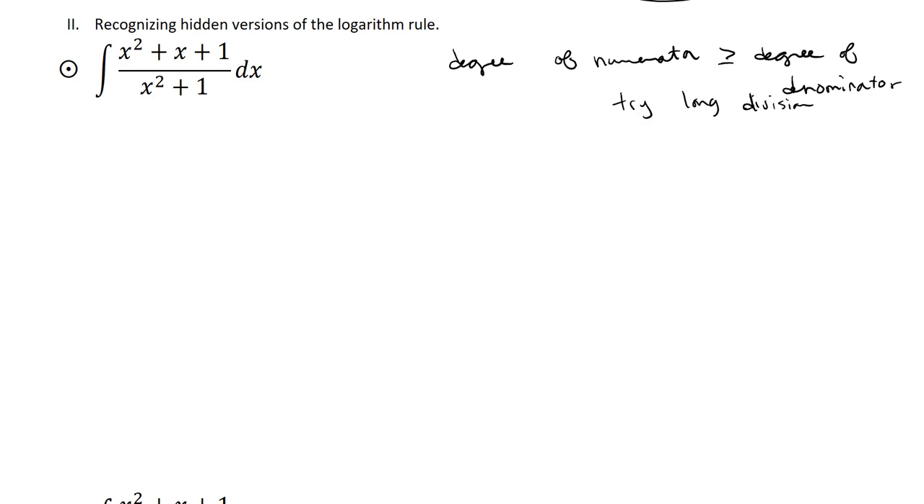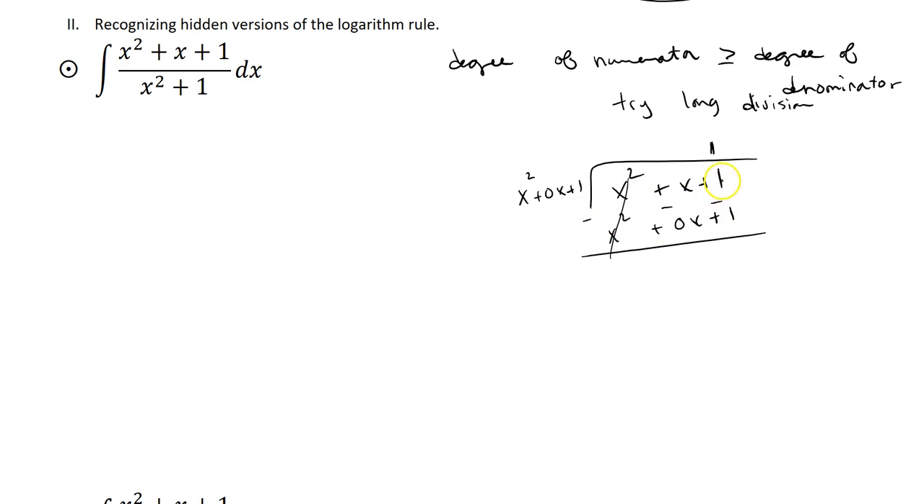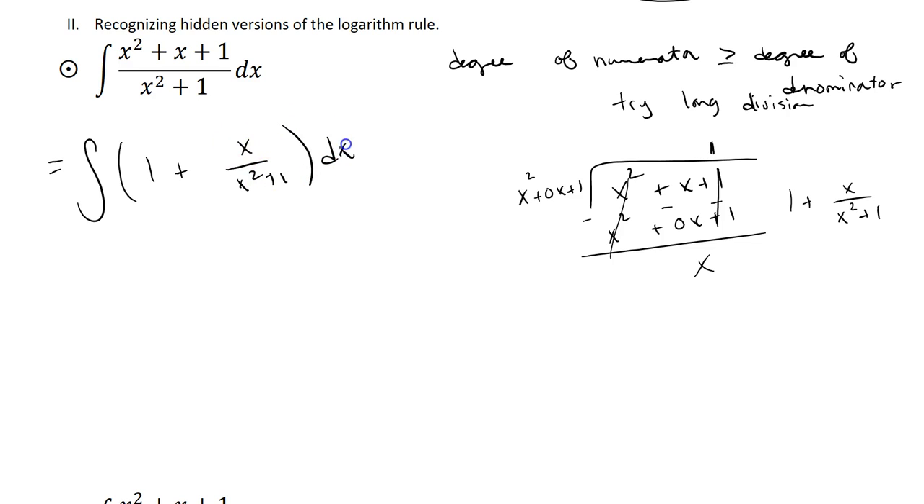So I'm going to start off with x squared plus x plus 1, and I'm going to divide by x squared plus 0x plus 1 because that's my missing term here. So this will give me 1 out of x squared plus 0x plus 1. I change the signs, and the only thing I have left is x. So the answer here is 1 plus x over x squared plus 1. So this is the integral of 1 plus x over x squared plus 1 with respect to x.